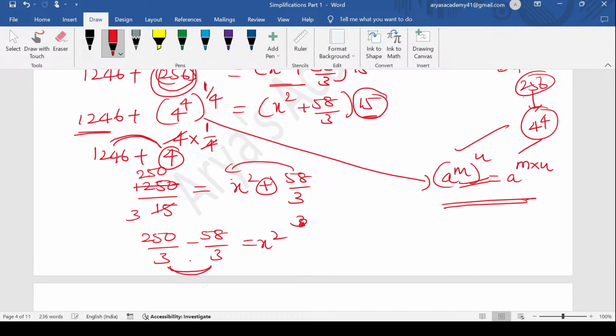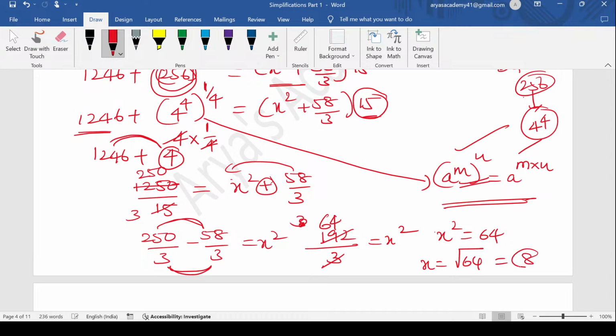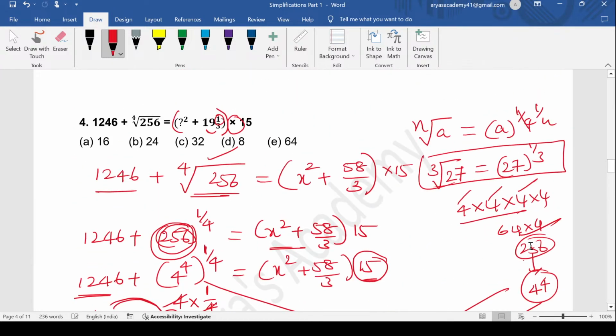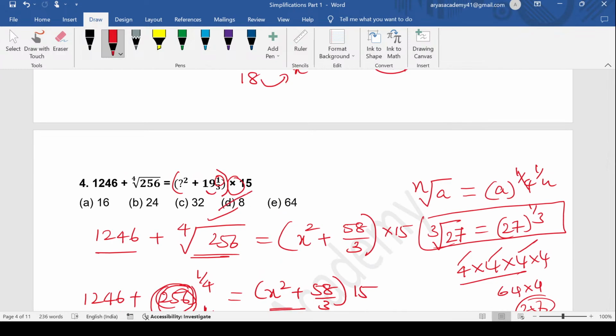As the denominator is the same in both cases, it becomes easy and you can directly take 3 as the denominator and simply subtract 58 from 250. If you subtract 58 from 250, it becomes 192. 192 by 3 is equal to x square. Go for cancellation. 3 sixes are 18, 3 fours are 12. So x square is equal to 64. X is equal to how much? Root of 64, which is 8. So the correct answer is option D, 8.